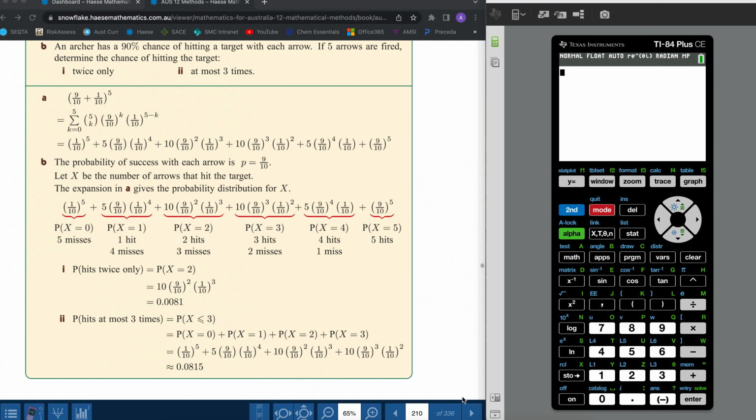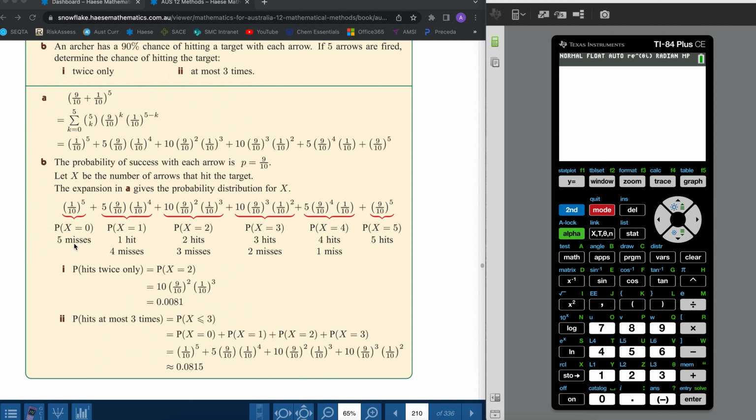Okay, so last lesson we looked at this idea of the binomial distribution and looking at the probabilities of an event occurring. Up on the board is the example that we quickly went through, with the full working in terms of expanding it out. This is an archer who's shooting at a target and has a 90% chance of hitting the target. If we have 5 arrows fired, then there are 6 possible outcomes in the end.